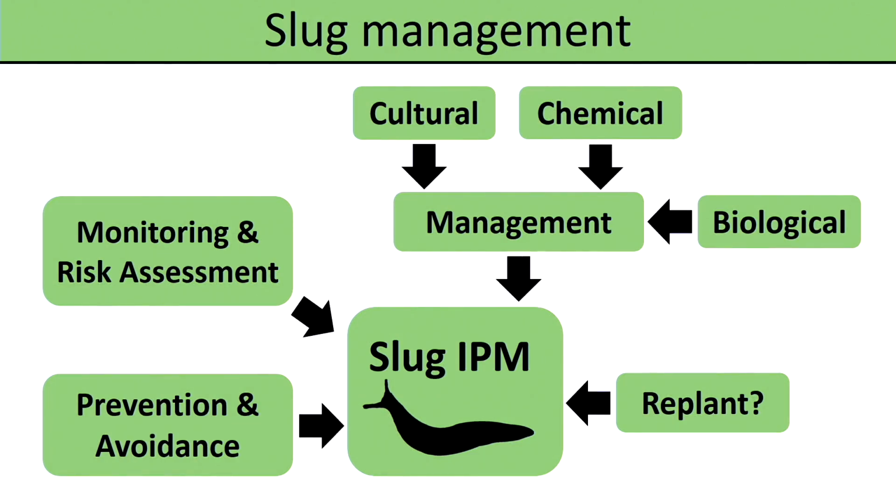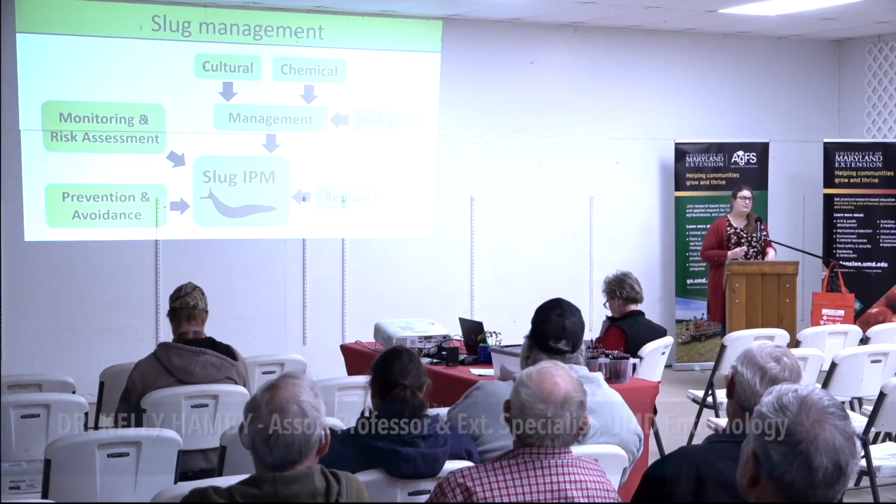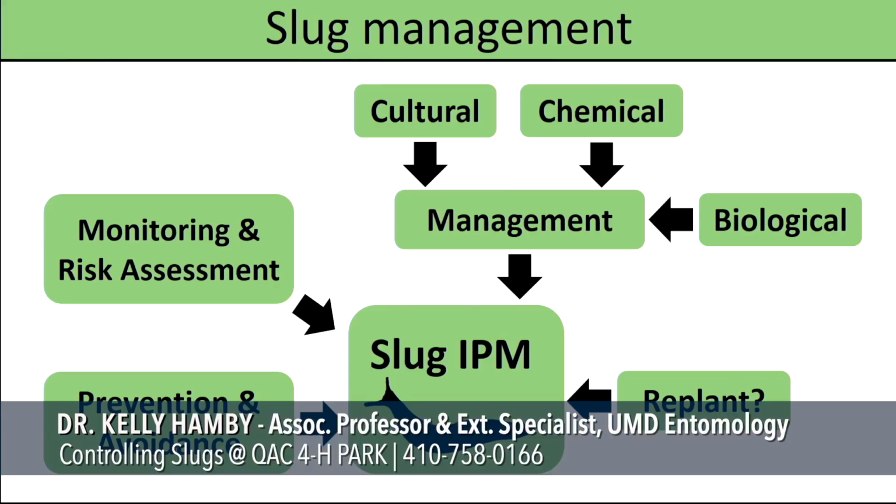In terms of slug management, we have all of the different pieces of the IPM cycle here. Of course, first we want to start with prevention and avoidance. Then we're going to get into how you monitor and determine whether slugs are going to be a problem for you in a given year. How do you manage them culturally, chemically, and biologically? And then ultimately, sometimes you need to make replant decisions based on the damage to the stand.